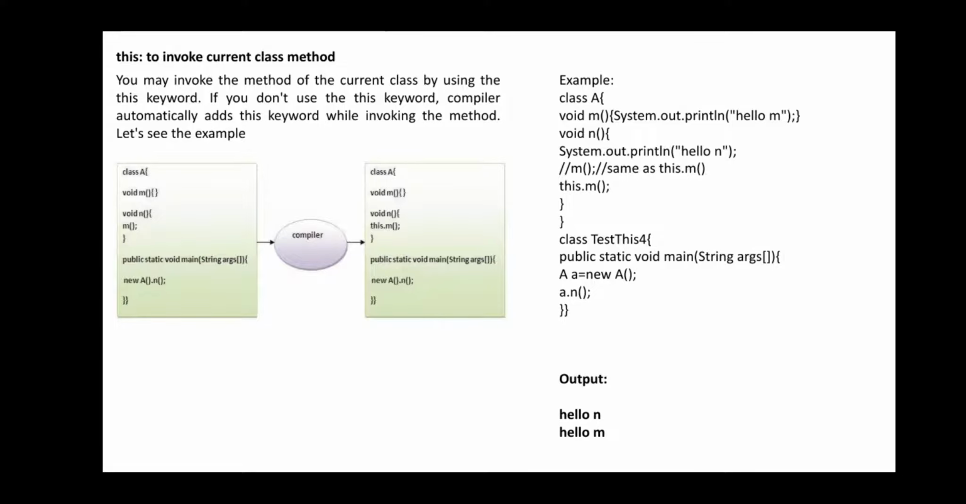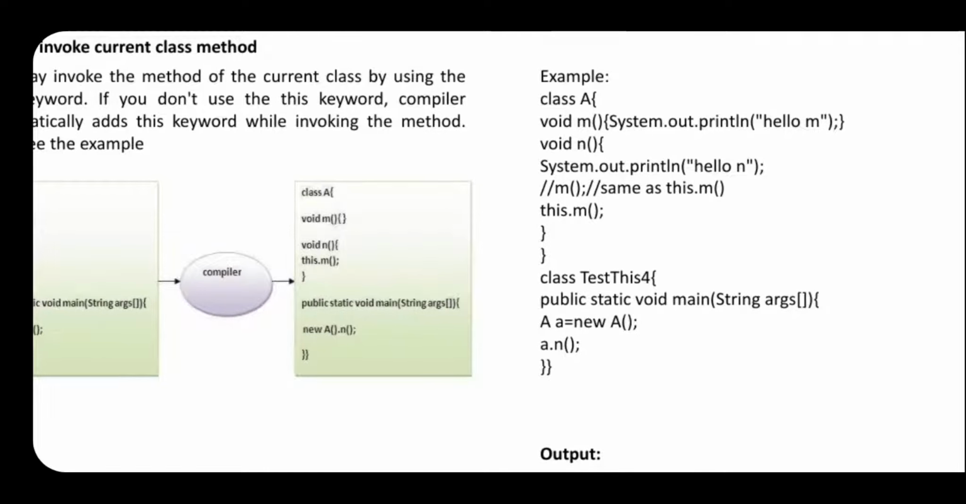Just check here, there is a class. You have a void m with System.out.println, and a void n, that is System.out.println, hello n, and hello m. Then you directly use this.m. m is a function name you have already defined. Then you are directly applying this keyword to the function. So how is it going to execute?